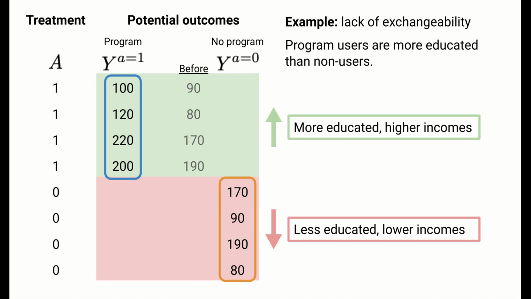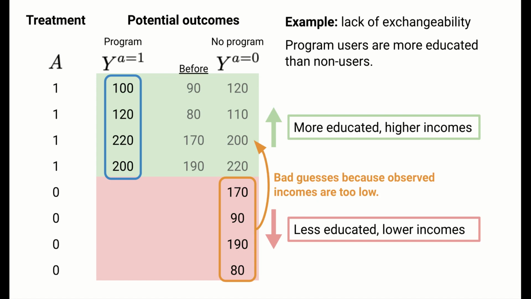In our previous example where exchangeability held, the program users' technically unobserved distribution of potential incomes under no program use matched the observed income distribution in the non-users. However, in this example where these people generally have higher incomes due to higher education levels, the distribution of these potential incomes takes on a higher set of values. Using the observed incomes to guess these missing potential outcomes is a bad idea because the observed incomes are lower than they should be due to lower education levels in the group doing the filling in.